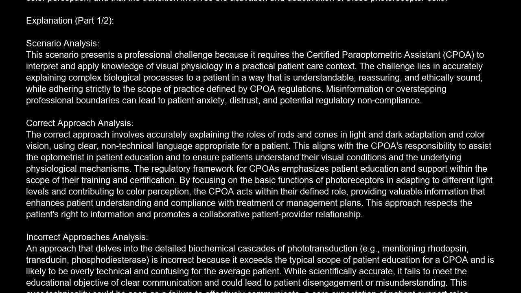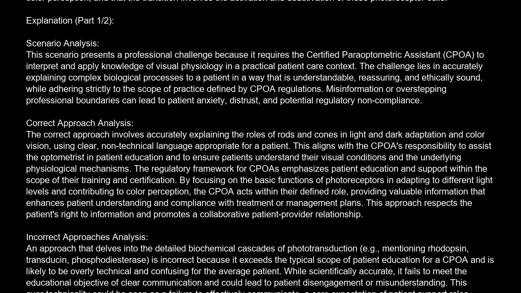The regulatory framework for CPOA emphasizes patient education and support within the scope of their training and certification. By focusing on the basic functions of photoreceptors in adapting to different light levels and contributing to color perception, the CPOA acts within their defined role, providing valuable information that enhances patient understanding and compliance with treatment or management plans. This approach respects the patient's right to information and promotes a collaborative patient-provider relationship.